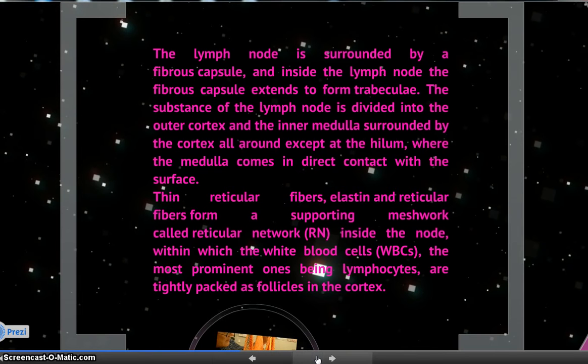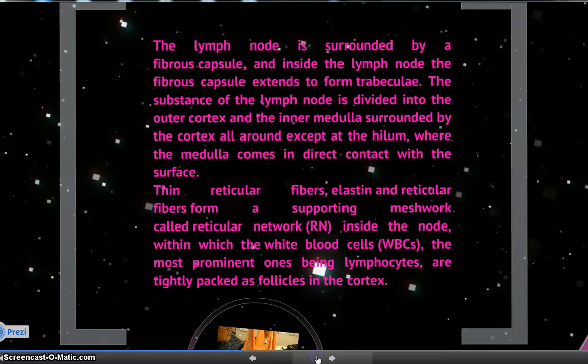Structure: the lymph node is surrounded by a fibrous capsule, and inside the lymph node the fibrous capsule extends to form trabeculae. The substance of the lymph node is divided into an outer cortex and the inner medulla.